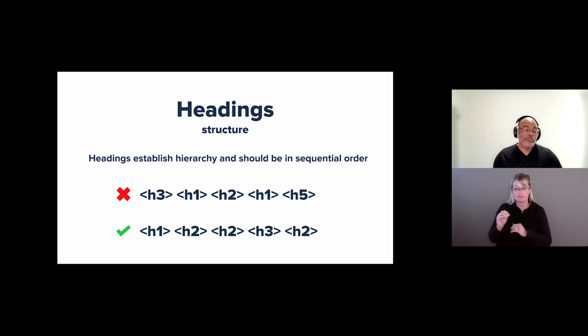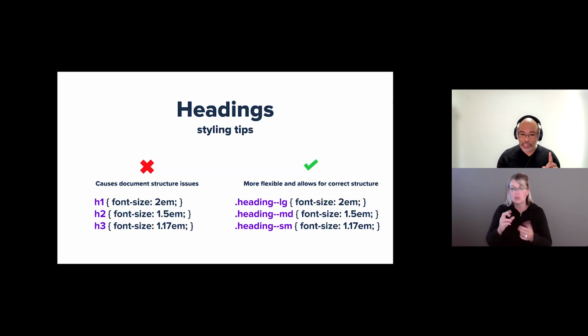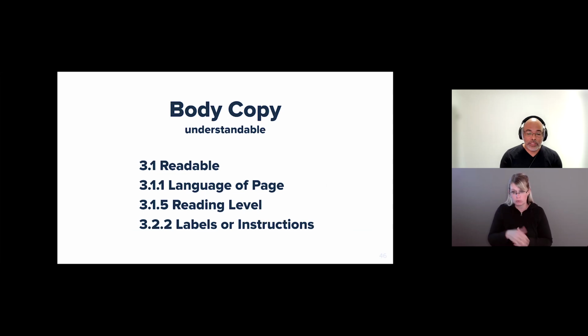So to try to avoid any type of issues with how the DOM gets parsed, how assistive tech may interact with the DOM, which is the document object model, which is the actual semantic structure of your website, use one H1 instead. And then when we get to your body copy, this is underneath understandable. And the rules that apply to it are readable, the language of page, reading level, and labels or instructions. You'll notice that there is some duplication in here, labels and instructions.